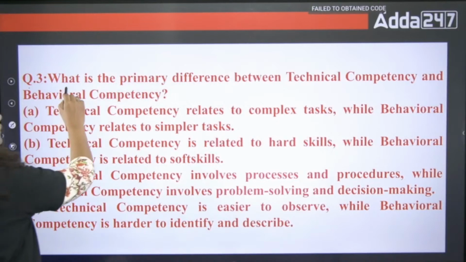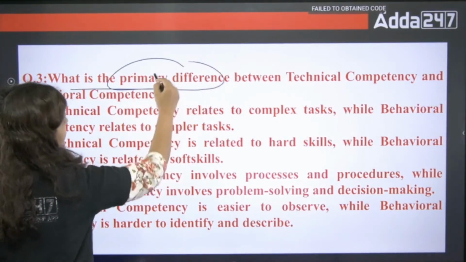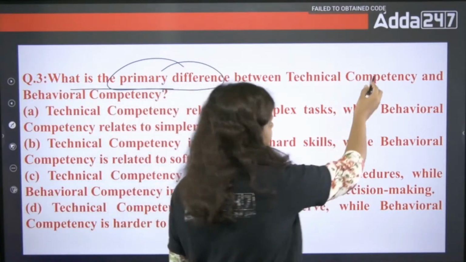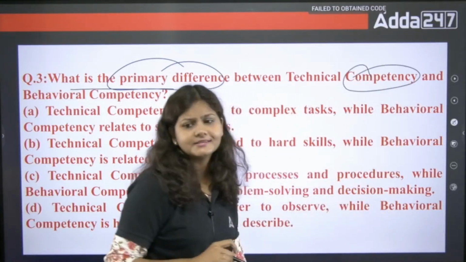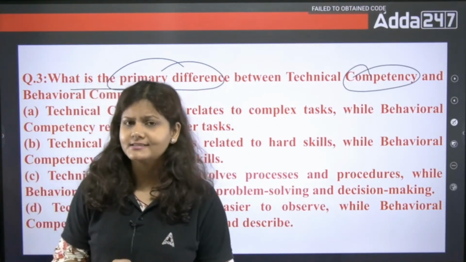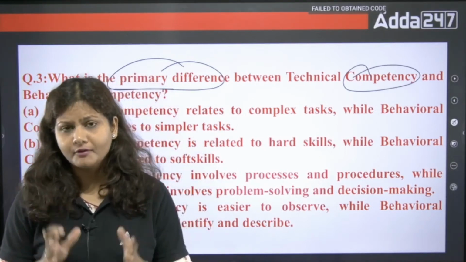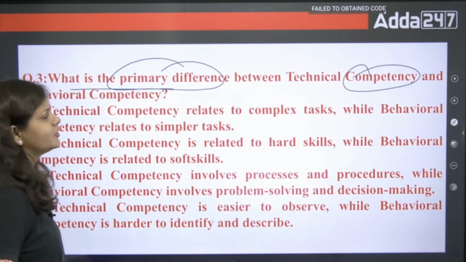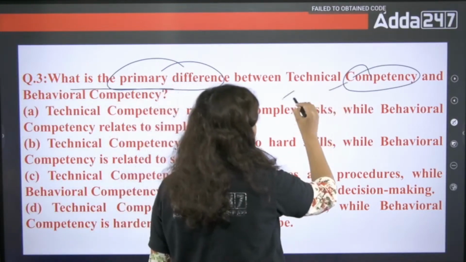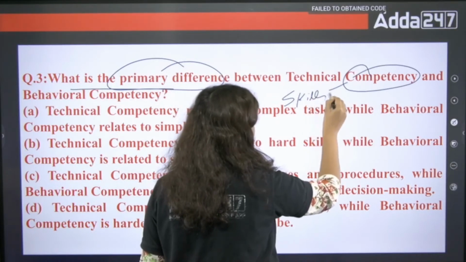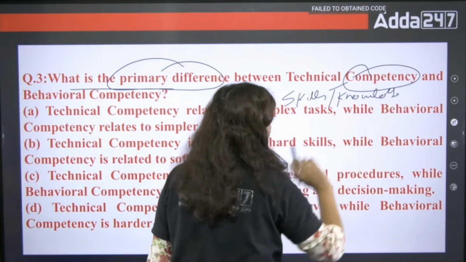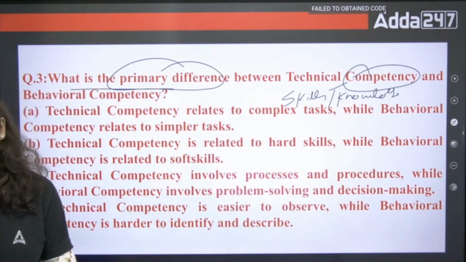The next question is, what is the primary difference between the technical competencies and behavioral competencies? First, I'll tell you what is the meaning of competencies. Competencies is basically the skills, knowledge, performance which is required to perform the job, right? Competency is what? That is your skills, knowledge which is required to perform the job. That is a competency.